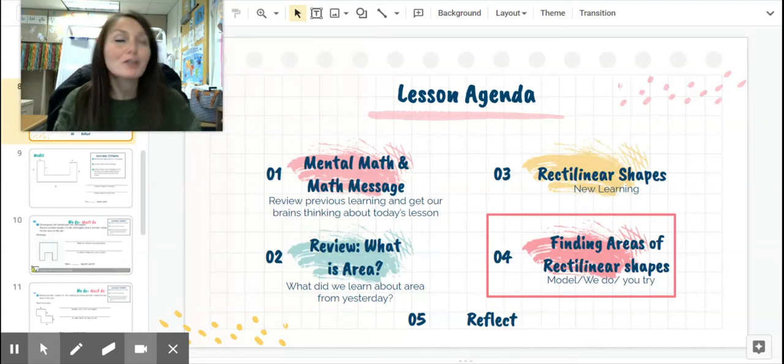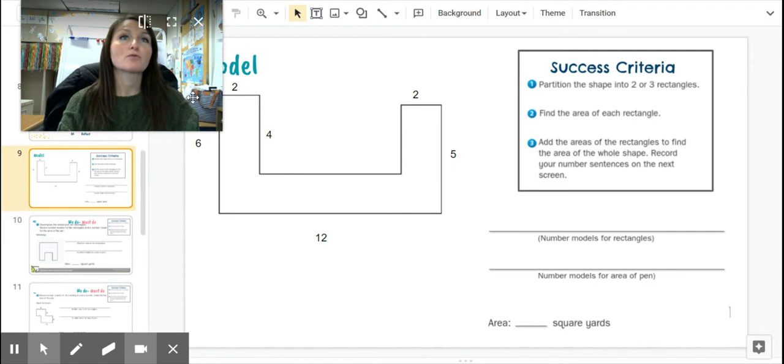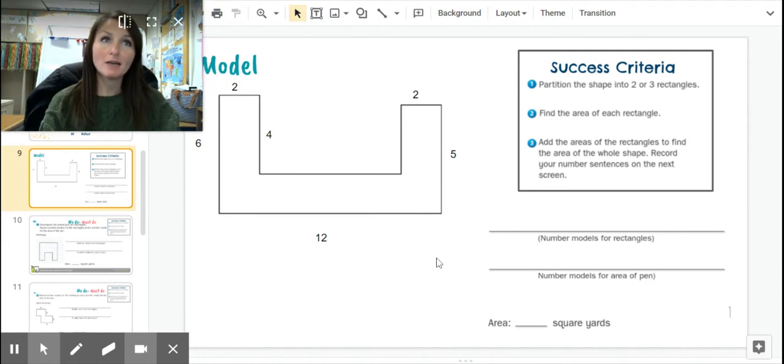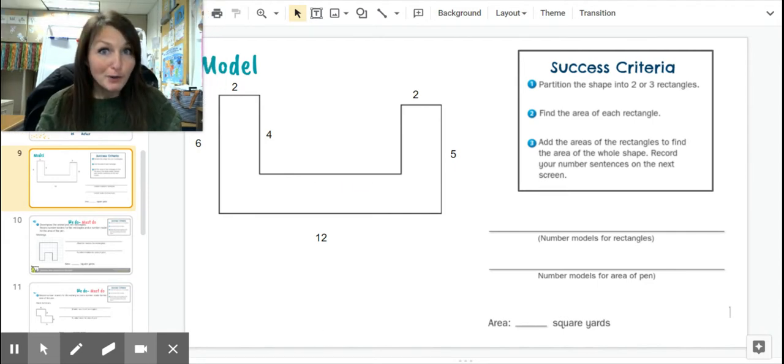All right, I'm now going to go ahead and model how I would be able to find the area of a rectilinear shape. So here is my example. Now, what do you notice? Right, there's no boxes here. There's no little squares for me to count. So I'm going to have to use my knowledge of what I've learned about rectangles to help me.